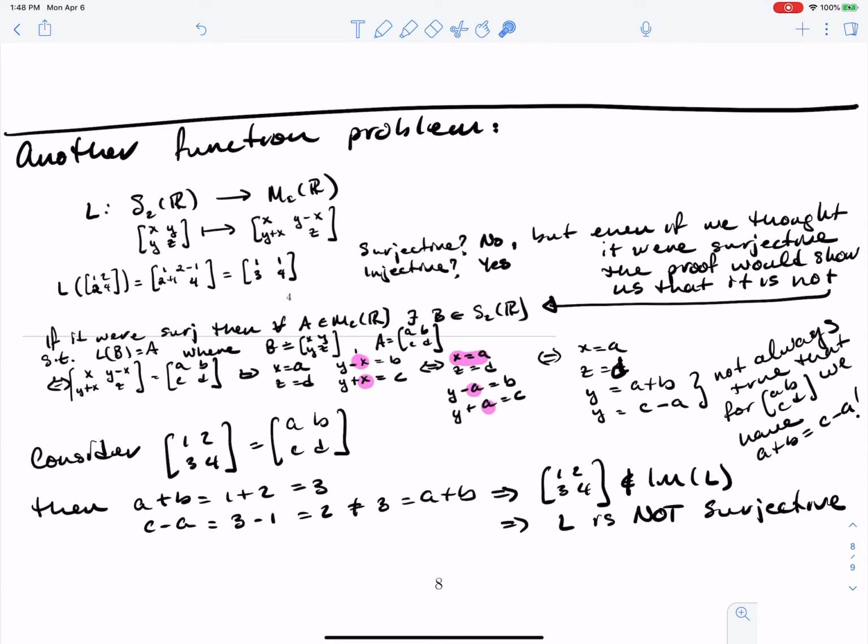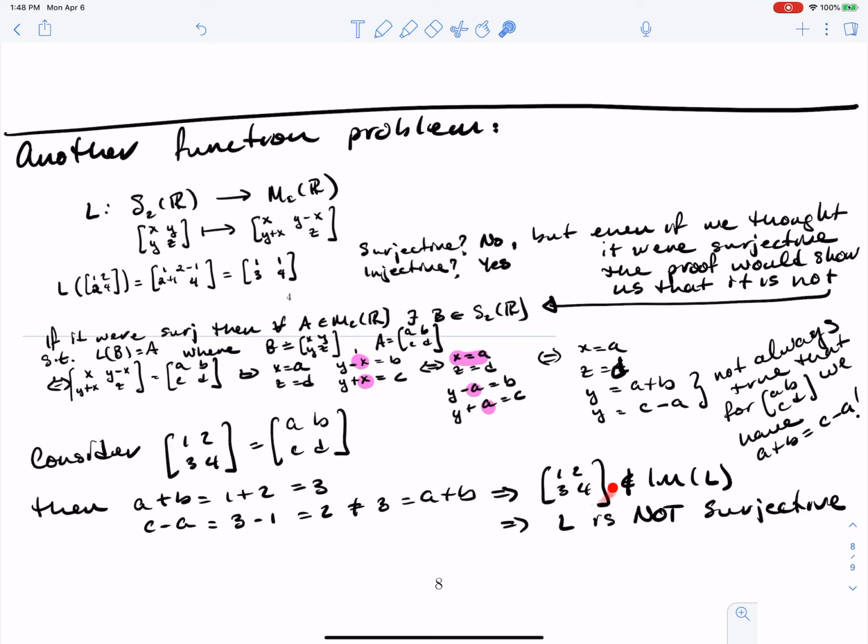And what it leads us to believe is it's probably not symmetry, because this is some condition that's not always going to be true. It's not always true that for a matrix A, B, C, D, the sum of A and B is equal to the difference C minus A. And in fact, the first one that comes to mind, if I take 1, 2, 3, 4 as A, B, C, D, I see that A plus B is 1 plus 2, which is 3, versus C minus A, 3 minus 1, is 2. These aren't equal. 3 and 2 aren't equal.